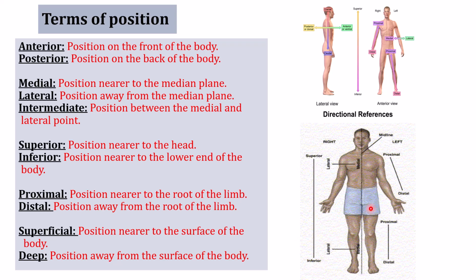Then what is proximal and distal? Proximal means the position which is nearer to the root of the limb. Root of limb means from where the limb is originating. So nearer to the root of the limb is proximal, and the position which is away from the root of the limb is called distal. So in this diagram you can see here this is the proximal position, and the hand is in the distal position. So this is proximal and distal, where distal is away from the root of the limb.